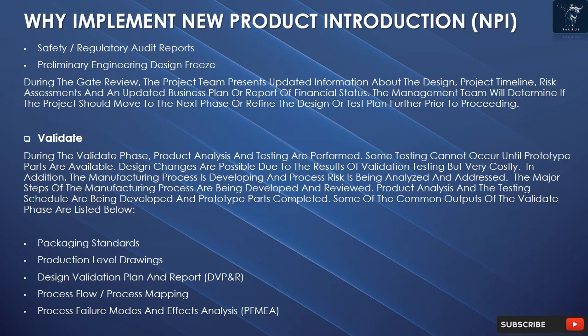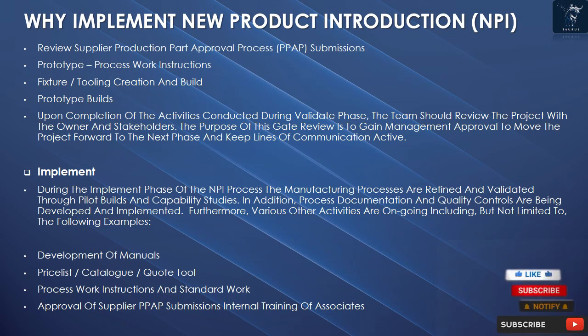Packaging standards. Production level drawings. Design validation plan and report, DVP&R. Process flow/process mapping. Process failure modes and effects analysis, PFMEA. Review supplier production part approval process, PPAP, submissions. Prototype process work instructions. Fixture/tooling creation and build. Prototype builds.